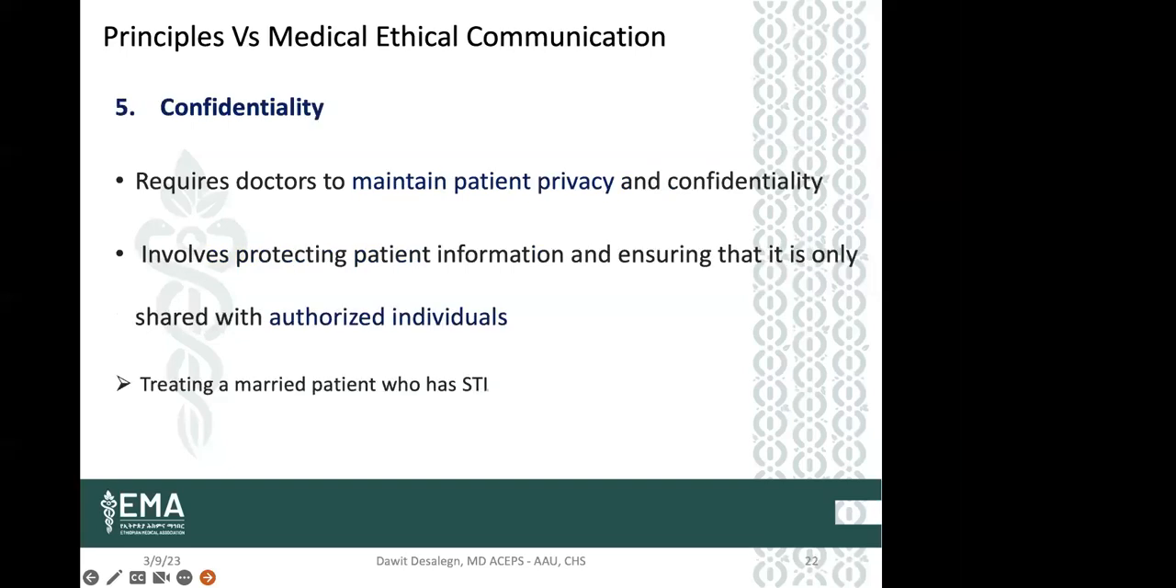And the other one, which is related to respect, is confidentiality. And how do we communicate when we are trying to avail patients' delicate data or information to others? So maintaining patient privacy and confidentiality is quite important, and their information has to be shared only with authorized individuals.